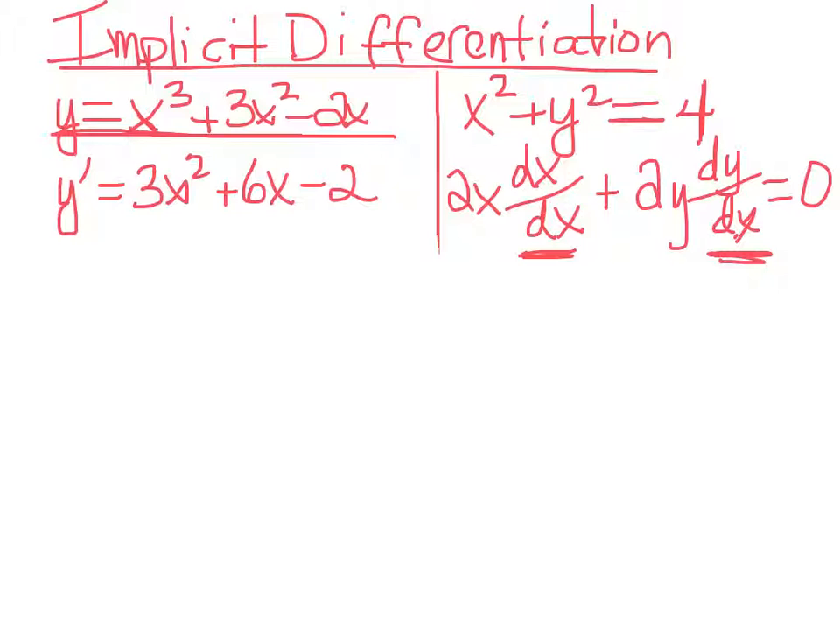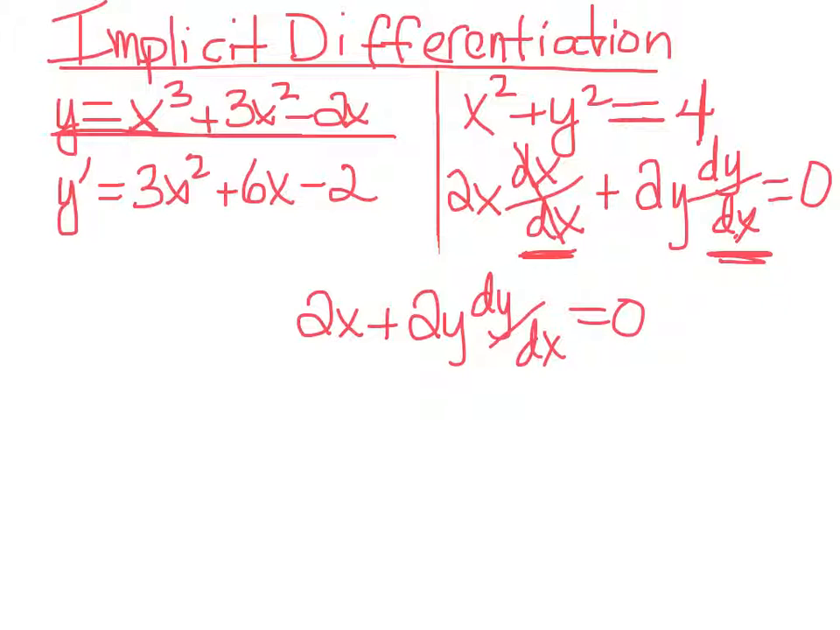Now, if you really think about this, dx dx is really just 1. So this is not necessary to write all the time. I'm just kind of showing it to you for the first time so that you know what to do. So really, then what we have is 2x plus 2y dy dx equals 0. Now you should know, because we've done this before, that dy dx is essentially the derivative. And that's what it is that we're looking for. So basically what we're going to do is try to get this dy dx by itself.